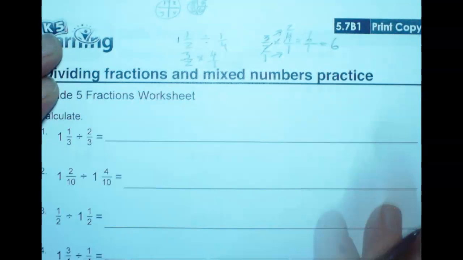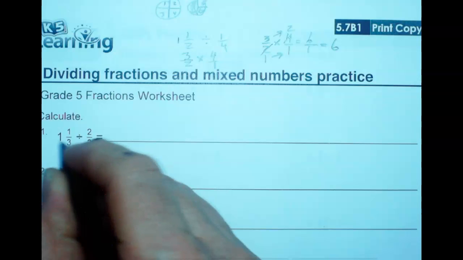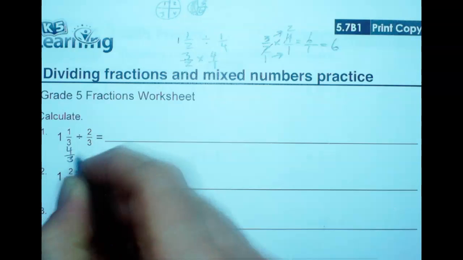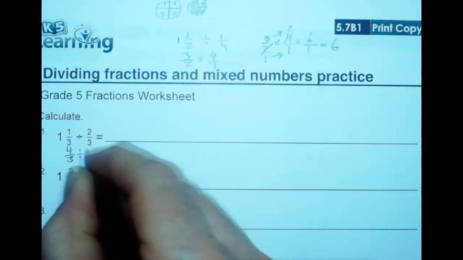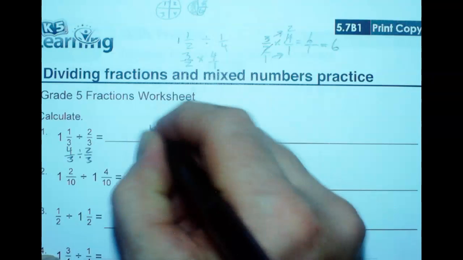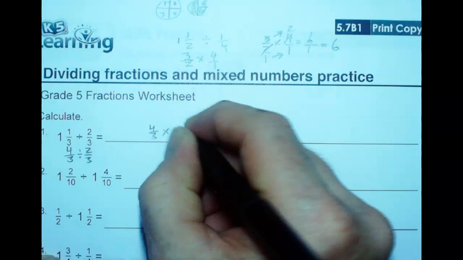So let's show you the way I like to do this. The first thing I'm going to do is rewrite this problem. I'm going to rename it. So 1 times 3 is 3, plus 1 is 4/3, and that's going to be divided by 2/3. All right? Now, I've rewritten the problem. Now I'm going to do the keep, change, flip. 4/3, change the sign, flip the fraction.